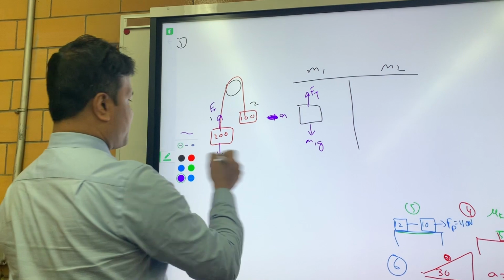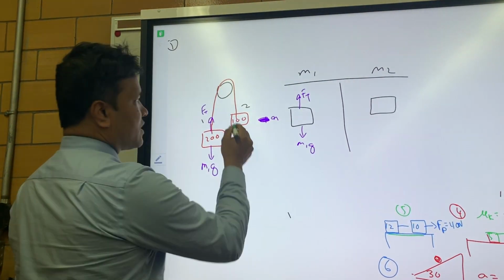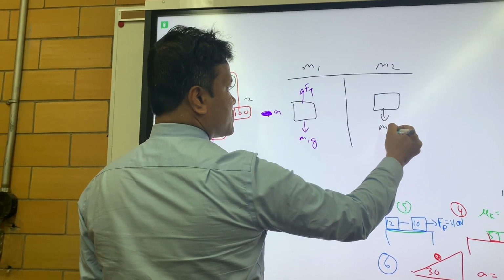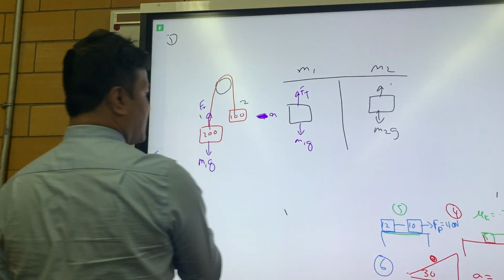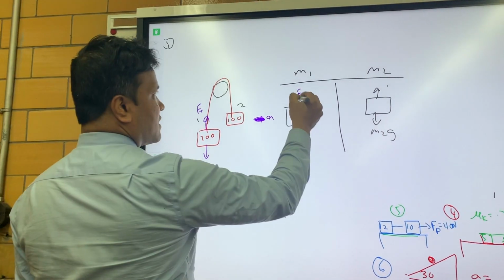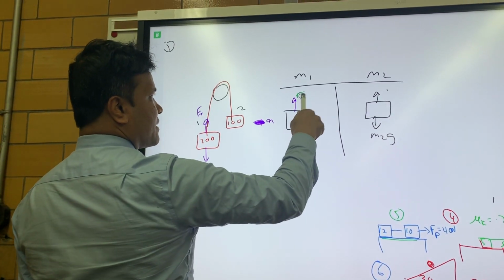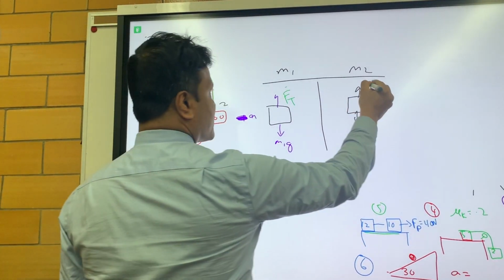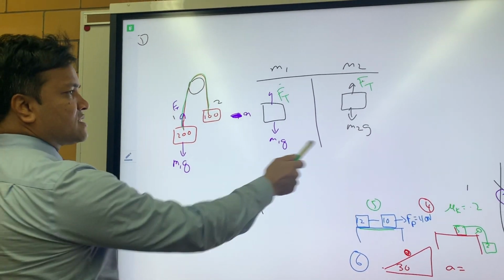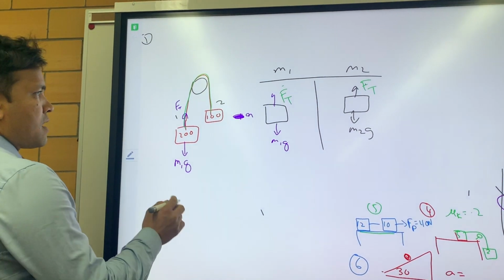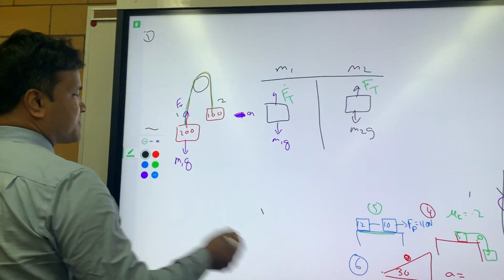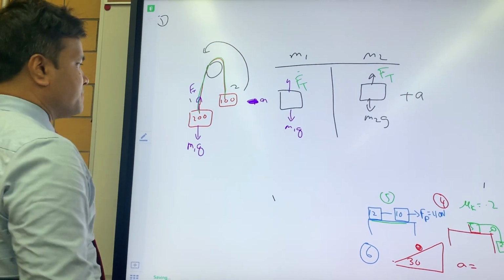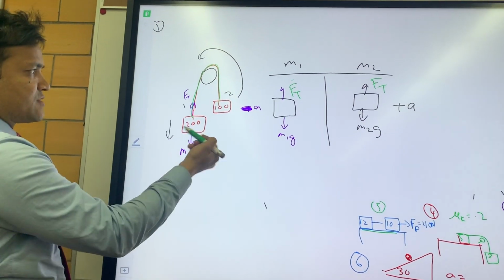And let's do the other one. This is the 100 kilogram one. This is mass 1, this is mass 2. So this is M2g, this is FT. I'm going to write FT using the same color because there is only one rope and there is only one FT. M1g is not equal to M2g. Now this time acceleration is positive. Why positive? Because this guy is moving this direction. And this guy is moving this direction, that's where it is negative.